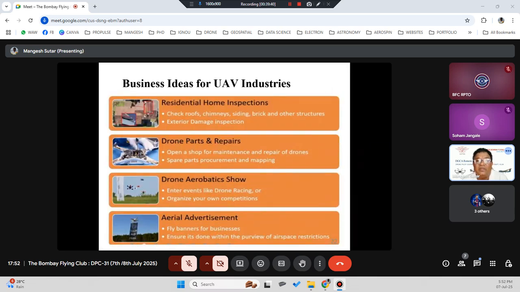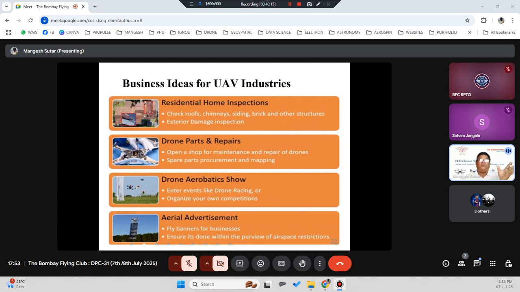This is also one of the important aspects of drone usage, where you cannot reach those locations, or high rise or complex building structures and all the things, to check the roofs, chimneys, siding, bricks and other structures. Exterior damage inspection, all that can be done using drones. Then, as we have so many drones available, you may have drone parts and repair. Like, there are people using DJI drones, but there are only one or two DJI drone repairers in the city. So it's very critical to have people take up drone technician work.